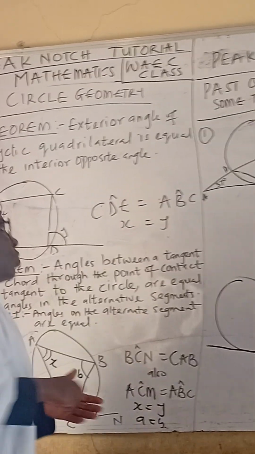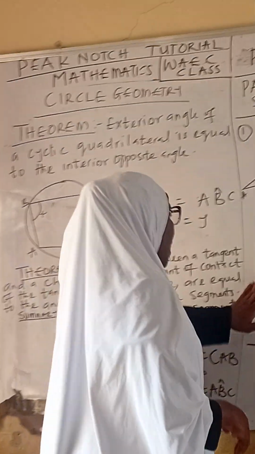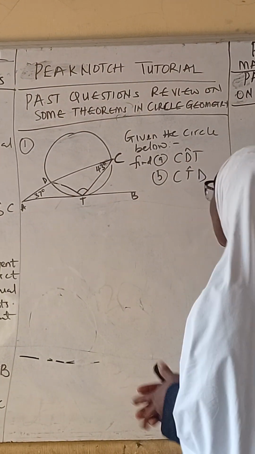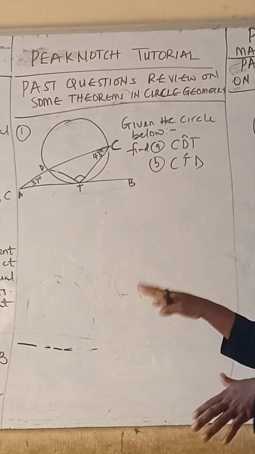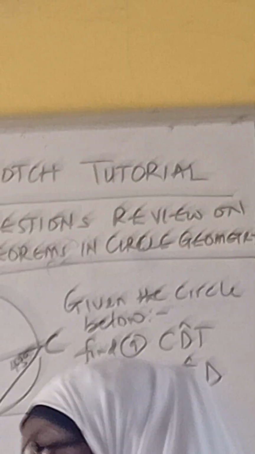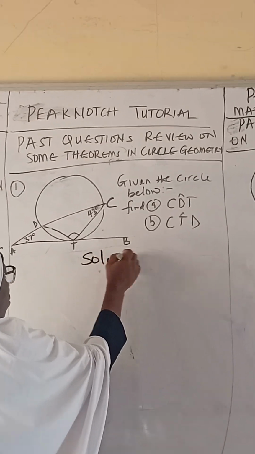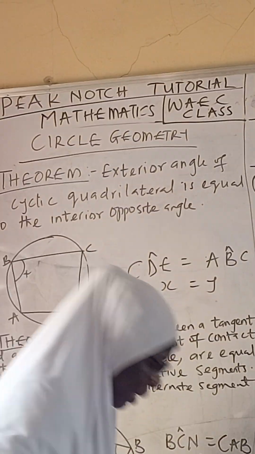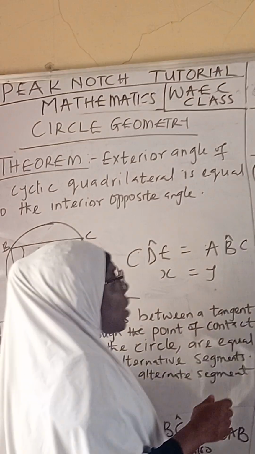So let's take questions to make you understand these two theorems better. We have this theorem here. These are past questions from WAEC past questions to make you understand these two theorems. So look at this question very well. Like I told you in the previous class, if you want to solve any circle geometry question, let's look at the diagram properly. We are looking for what here?